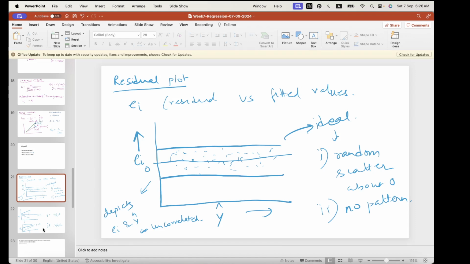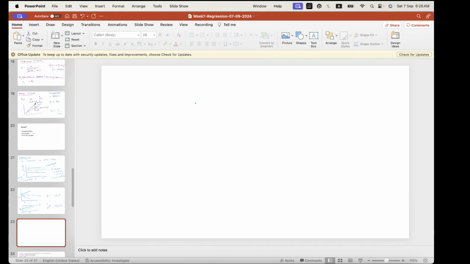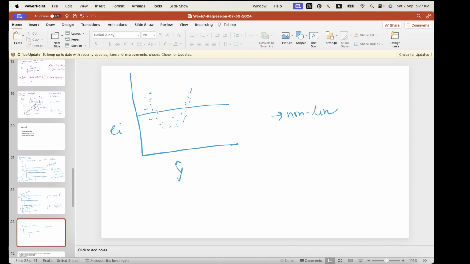Alright, and another pattern that you could also see is this one. You could also see some non-linear pattern. So if I have y hat here and e_i here, and this is the e_i equal to 0 line, and we have something like this, a parabola let's say, this one is indicative of a non-linear form. Okay, so this one is also not desirable.